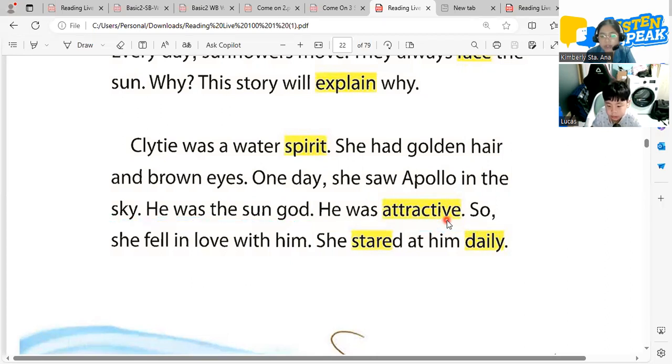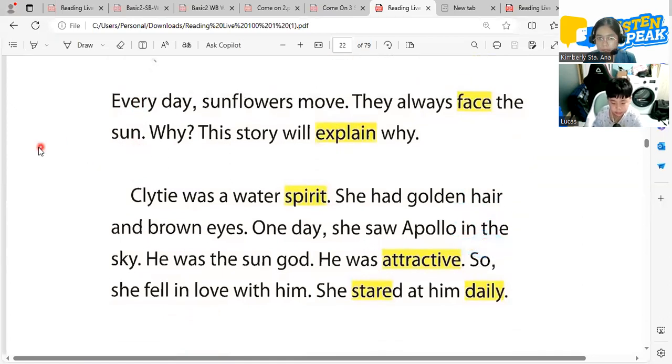She was attractive. So she fell in love with him. She stared at him daily. Daily, daily. Good. Now we will talk about a water spirit.